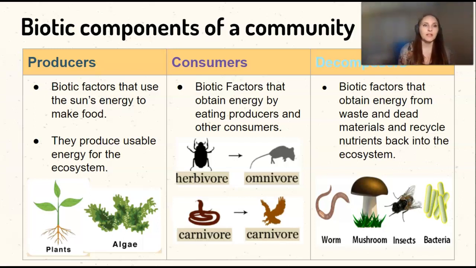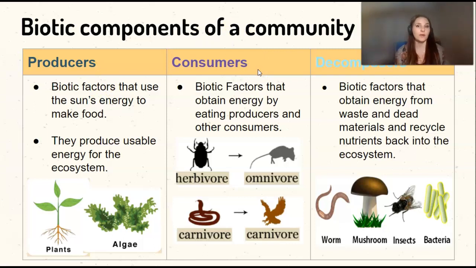Producers are biotic factors, living things, that use the sun's energy to make food, such as plants. Many of you have heard the word photosynthesis before. They take the sun and they use it to make their own food. So plants, algae, they use that to produce usable energy to put back into the ecosystem in the form of oxygen, or if we eat them, the nutrients they provide and those kind of things. So producers are basically going to be all of your plants and algae and those kind of things.